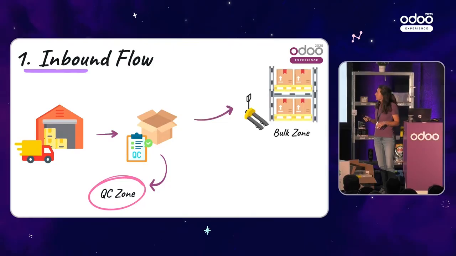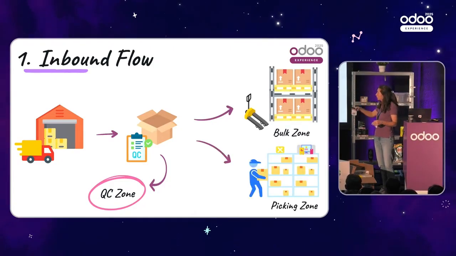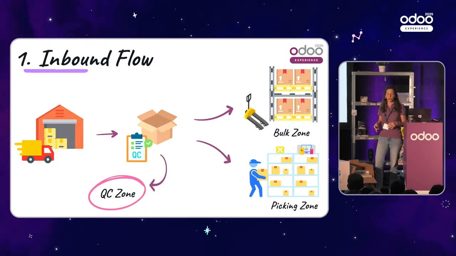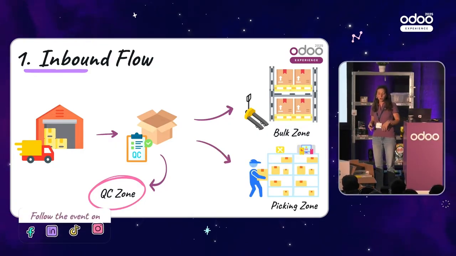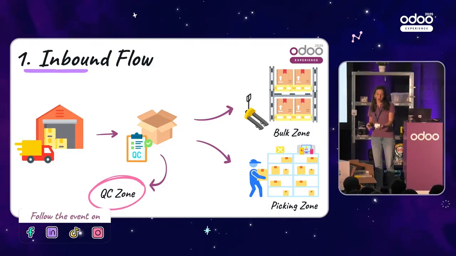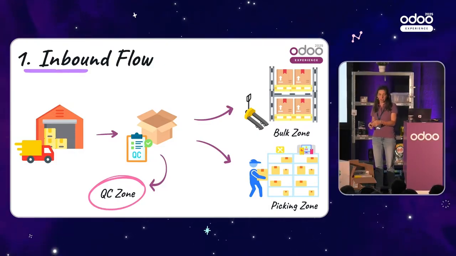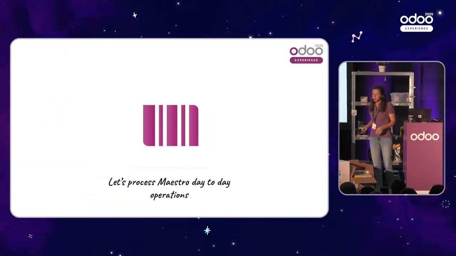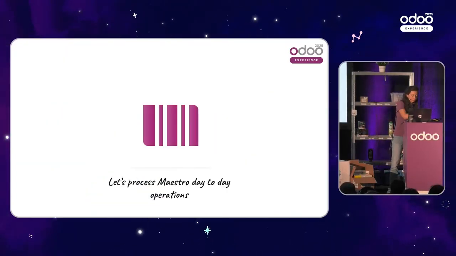And then, to put away the product, there will be 2 different ways. Either it's pallets, and so they will go to the bulk zone. Or it's not pallets, and so it will go to the picking zone. And there will be some put away rules to make sure that the product will go either to a place where it is already in the warehouse or to empty places. So now I will show you that in Odoo with my barcode scanner.